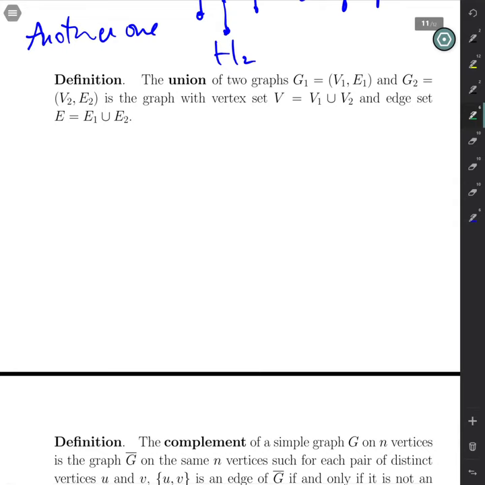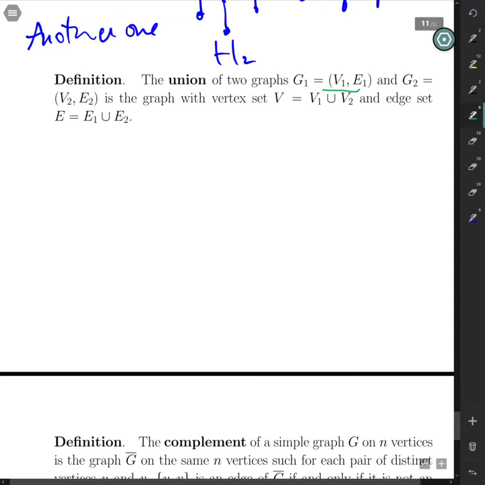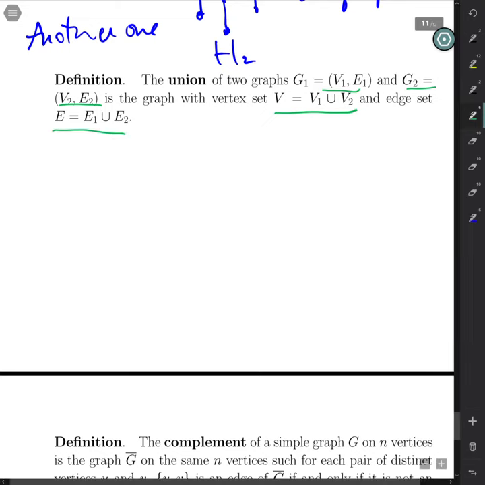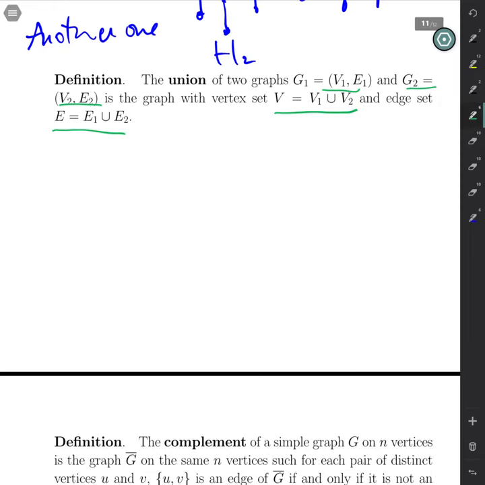Technically, a union of graph G1 with the vertex and edge set listed, and G2 likewise, is a graph whose vertex set is the union of the two vertex sets. Put them together, join them, and edge set in like fashion. You join the two edge sets. You can include all the edges. That's what that means. Include all the edges. So let's draw a couple of them here.